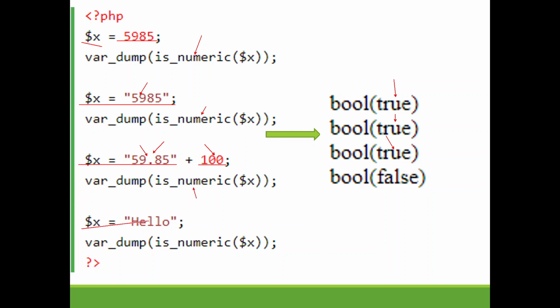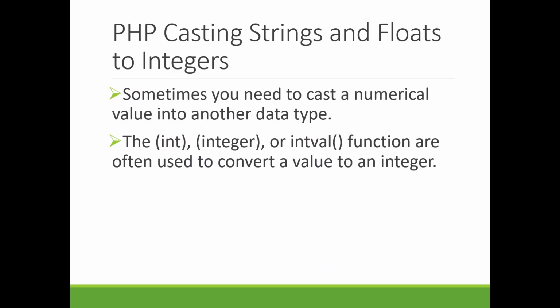Okay, and then you have the last one here. x equals "hello". And if we do is_numeric, we get false because hello is not a number or a numeric string. So I hope you understand that.